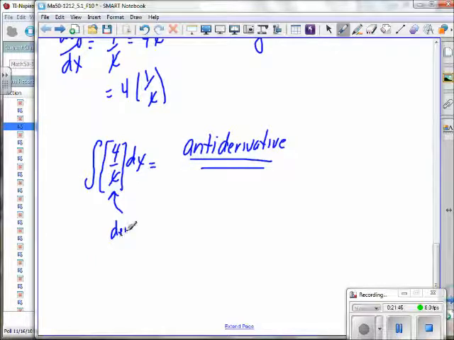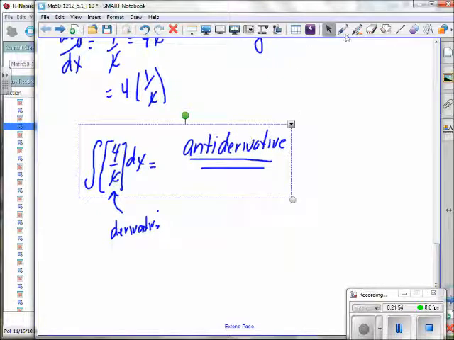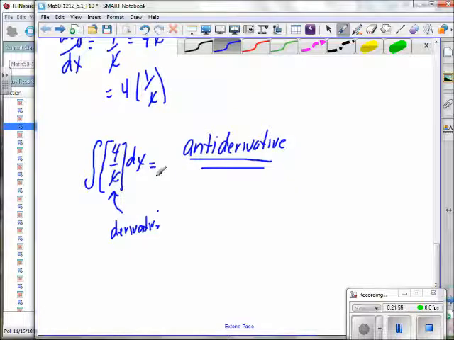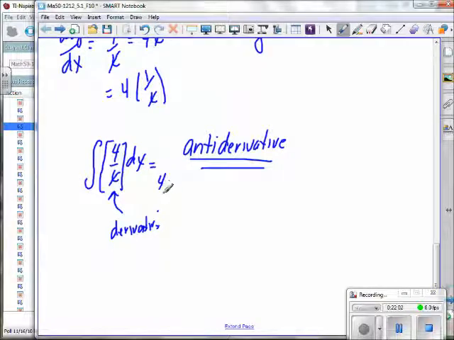This is a derivative, yes. This is a derivative, and we are trying to find the function that would yield this derivative. And so our answer would be 4 natural log of x plus c. Okay, this is what we're about.